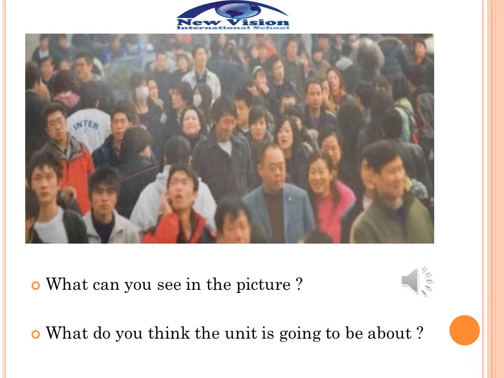Through this picture, please try to answer these questions. Question number 1. What can you see in the picture? And the second question is, what do you think the unit is going to be about? Almost 20% of the total world population live in China. In this unit, we will revisit some of the topics you have already covered to see how they apply to the whole world. And we will learn about the way population move and change over the time.